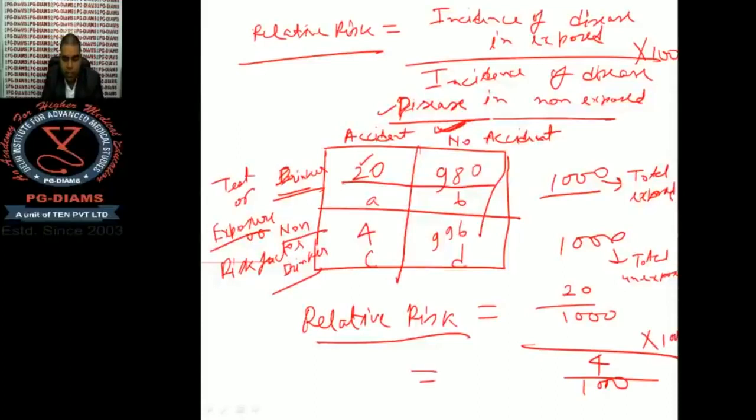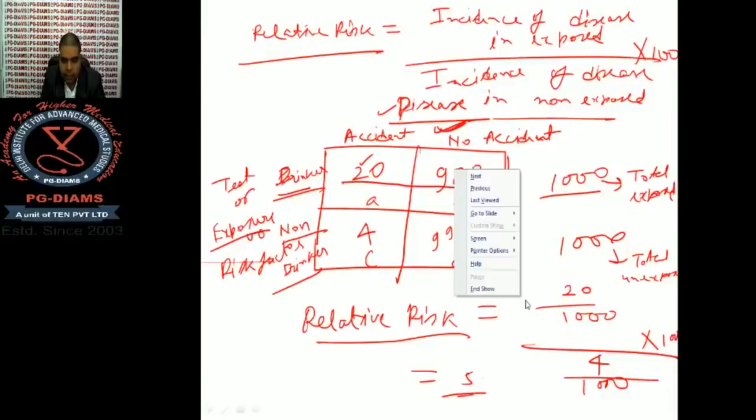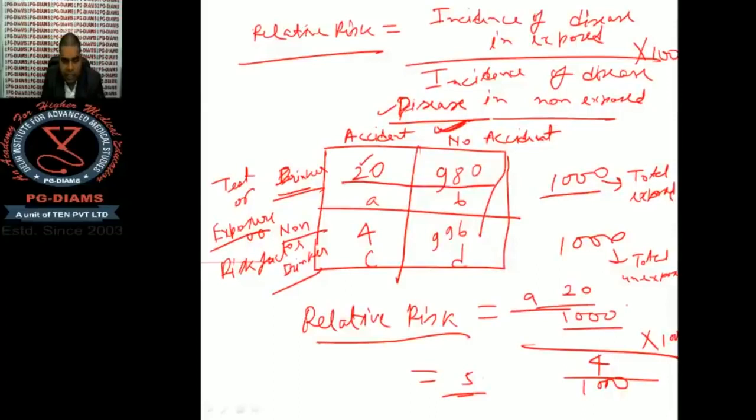It will be 20 by 4, or 5. Relative risk is 5. Now what will be the formula of relative risk? Here you are writing 20, that is A, and what does the 1000 indicate? It indicates A plus B, so A by A plus B, simply.